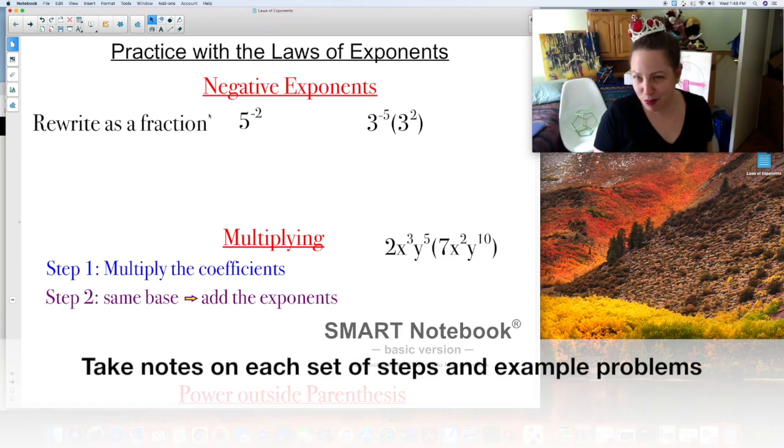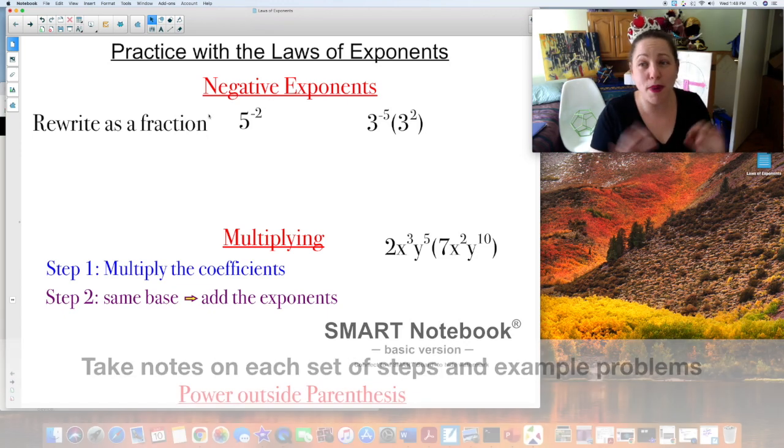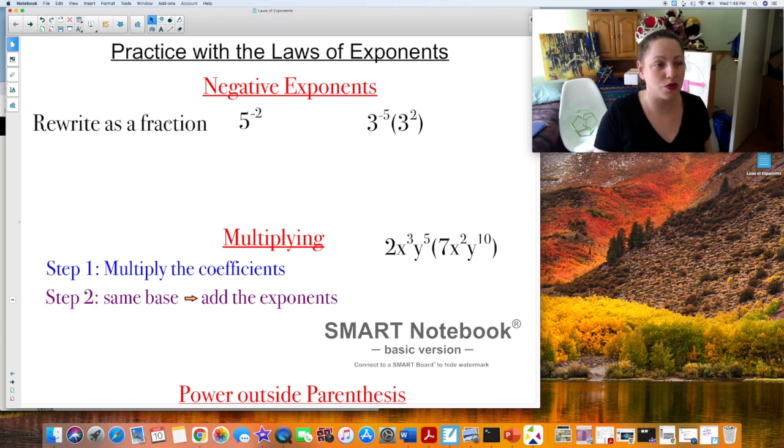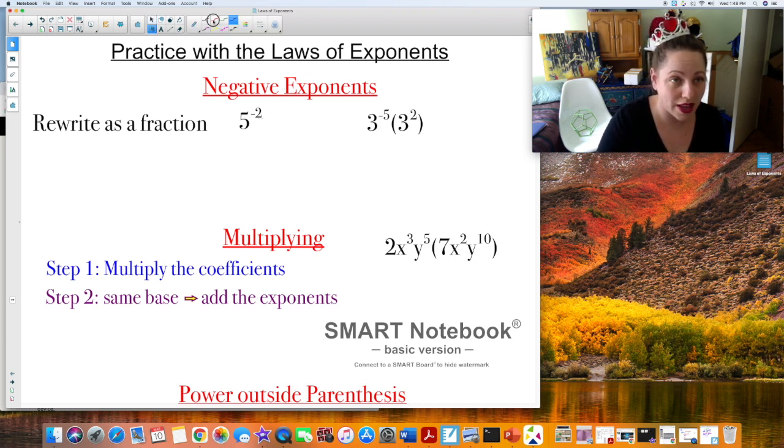Let's start with negative exponents. I'm going to go fast, so feel free to pause at any point if you need to. Remember that when you have a negative exponent, it becomes a fraction. And I'll give you a quick recap on why that is.